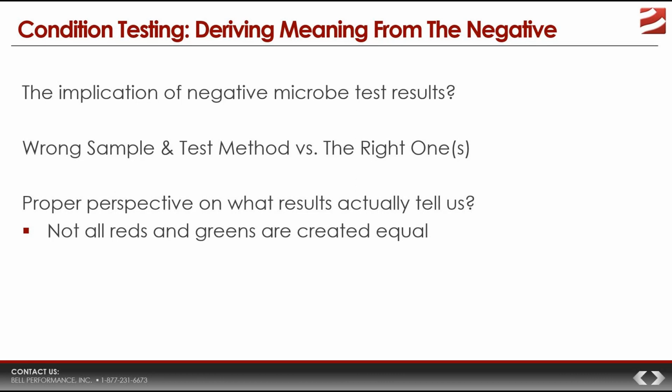Let's take an example. Let's say you do a culture test, like a dip slide test or what they call the paddle test, and it comes back negative. You don't have microbes. Do you know for sure that it means there are actually no microbes in the tank? Well, if not, then what are the possibilities for why it doesn't tell us that?